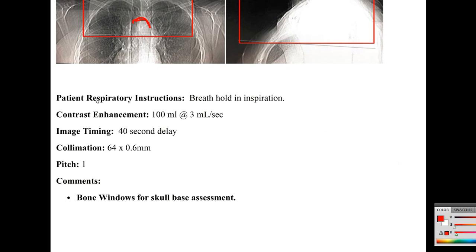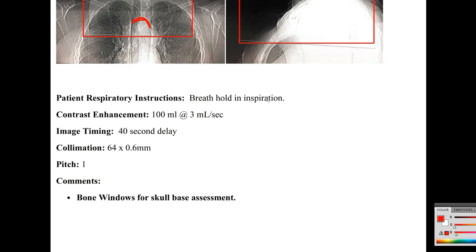As we continue on, we see that the patient's respiratory instructions simply are breath hold and inspiration. The reason we strive to, especially for this scan, to have the patient hold their breath and inspiration is because even subtle, slow breathing can actually cause motion in the structures that we'll be looking for. As we venture into just trauma cervical spines and things of that nature, we'll see that the breath holds really don't hold as much of value as they do with this, because we're looking at other structures other than just the bony anatomy.